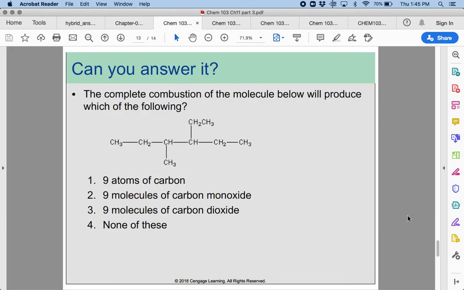So can you answer this question? The complete combustion of the molecule below produces which of the following? To answer this one properly, you're going to have to figure out the formula of this molecule, then write out the chemical reaction equation, and balance it. So I would encourage you to pause the video here and try that. We will produce 9 molecules of carbon dioxide.